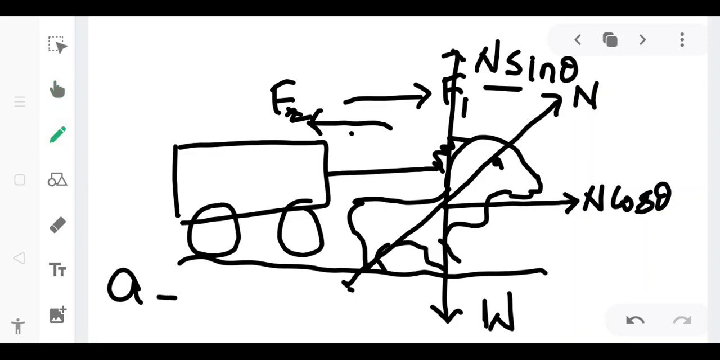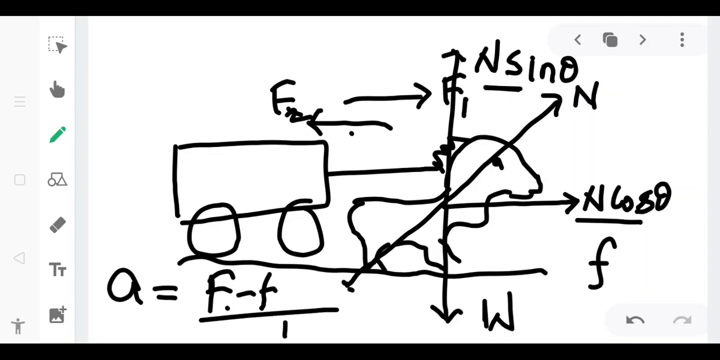Then we can write the acceleration of the cart as a equal to, let n cos theta be just F. So a equals F1 minus F divided by the mass of the cart. This will be the acceleration of the cart, right? Understand? Now, F1 minus F divided by Mc.